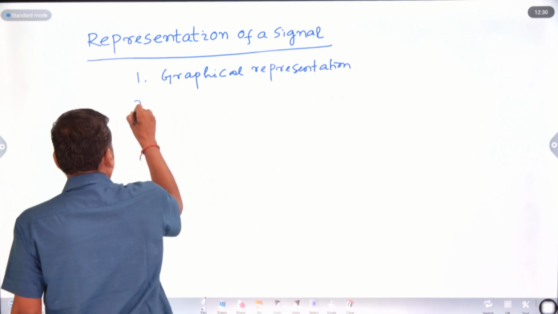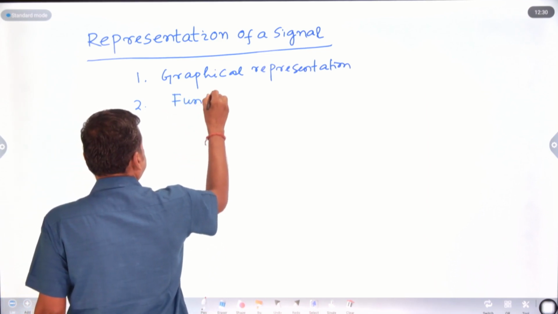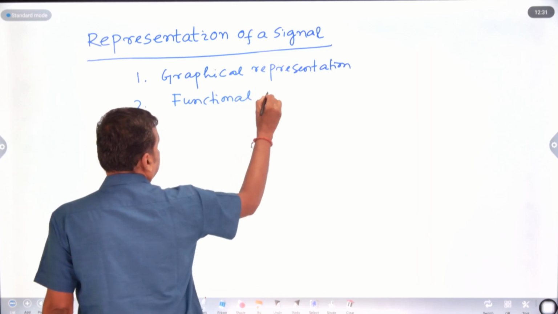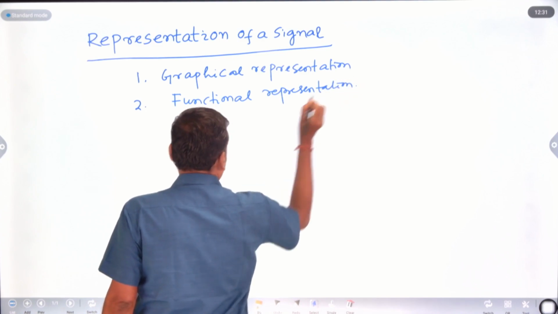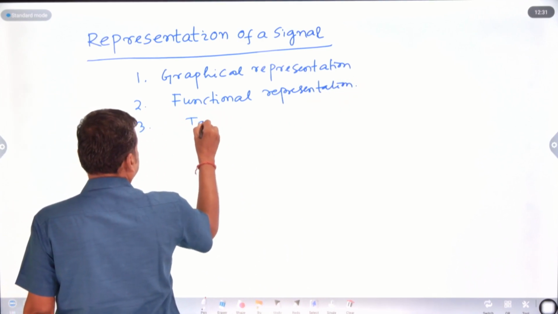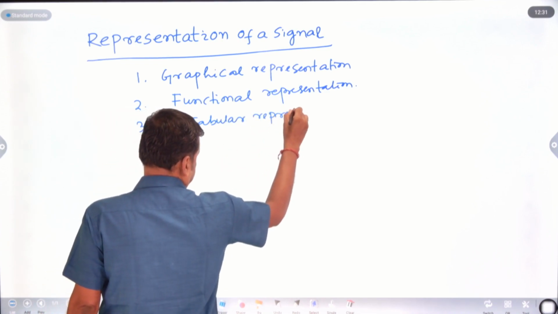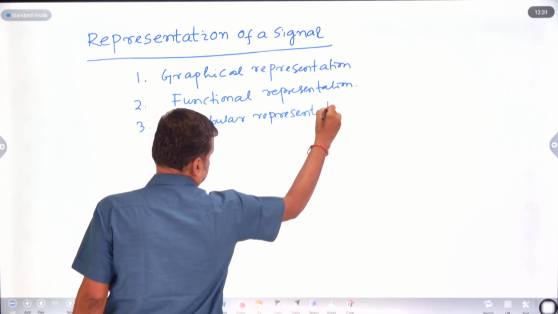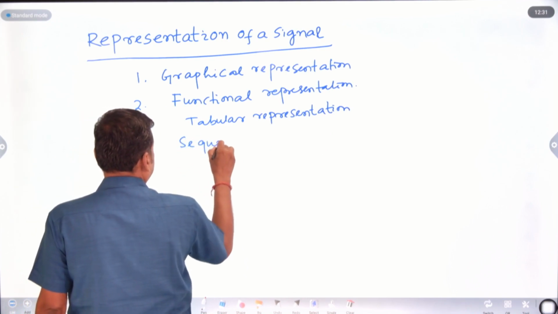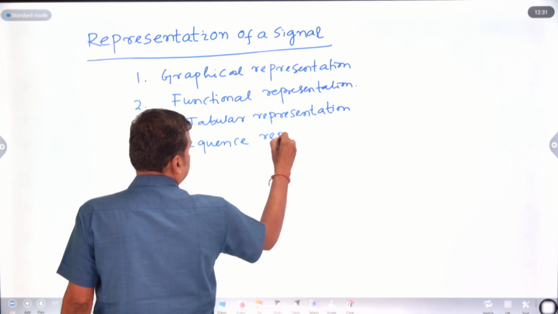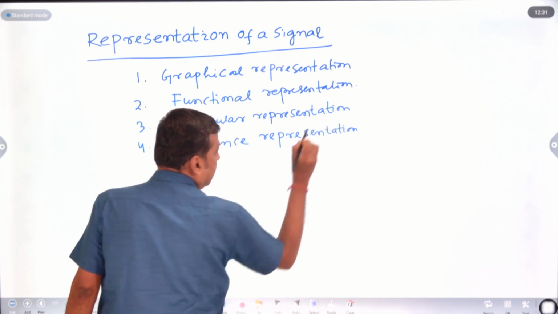And second one is the functional representation. And third one is the tabular representation. And fourth one is the sequence representation. So there are four ways.